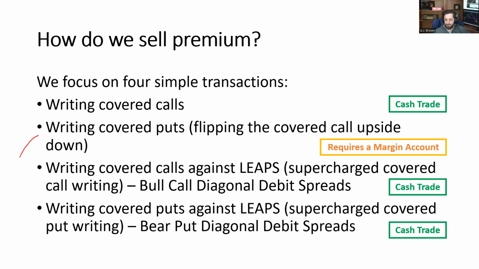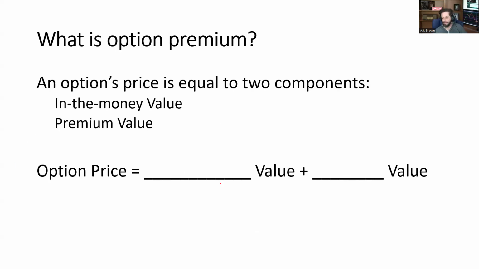You can get the same benefit of writing a covered put by doing a bear put diagonal debit spread. So if you don't have a margin account, you can still get the same benefit by doing this guy down here. So it doesn't hurt to learn them both. And just know, if you're doing this and you want an account like that, then it works out.